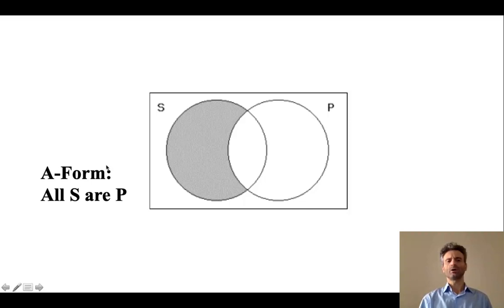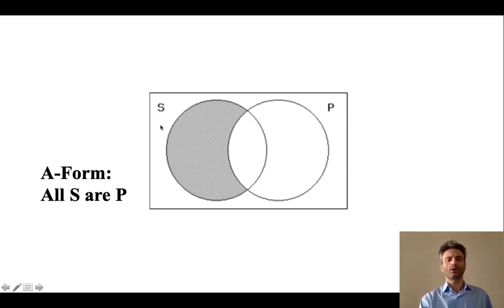Now, why do I shade area 1? It sounds awkward, it looks awkward, but it is necessary. Because if I don't shade area 1, then if S is blonde people, and P is things that are cute, essentially, what I'm saying is that all blonde people are cute things.